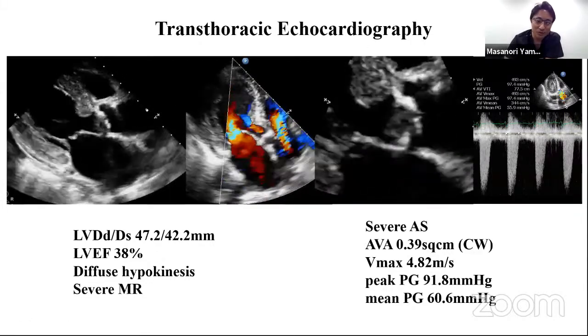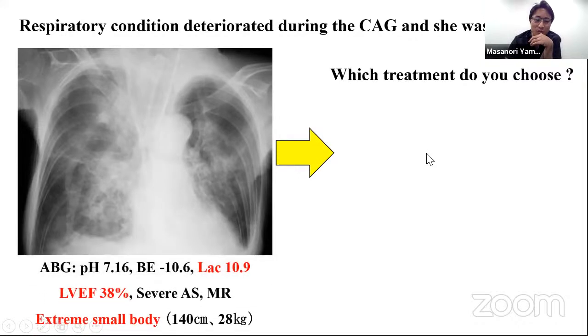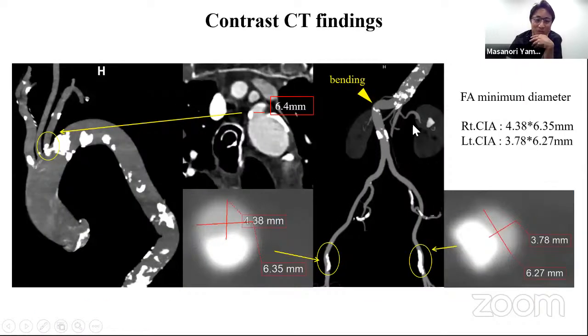So we should stop the invasive therapy. And respiratory condition deteriorated during the CAG, and she was intubated under mechanical ventilation. Which treatment do you choose? Lactate is significantly elevated, 10.9, ejection fraction 38, and extremely small body. So we have no choice for this patient. Probably palliative care or best supportive care is considered, but her family and we chose emergent TAVA for this patient.